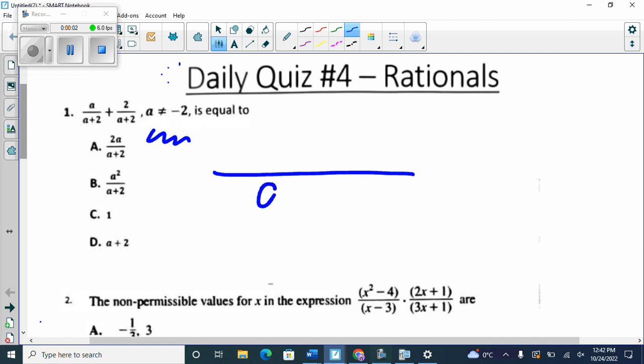Really thick marker, don't even care. Okay, we have one common denominator plus 2, then we go a plus 2 in the top.